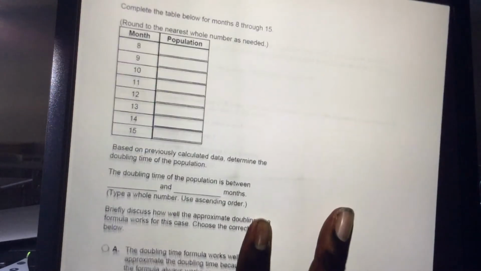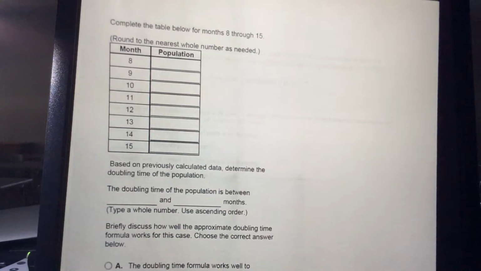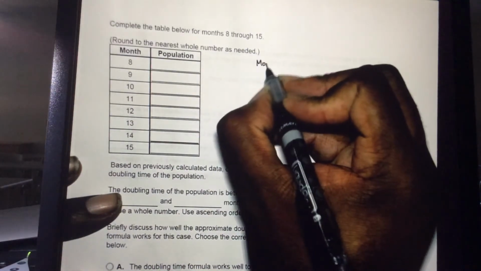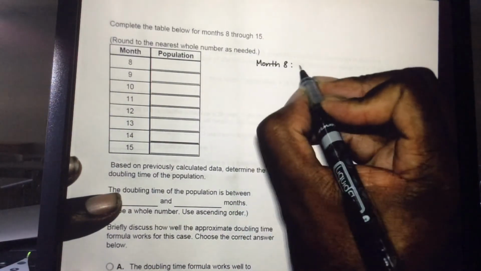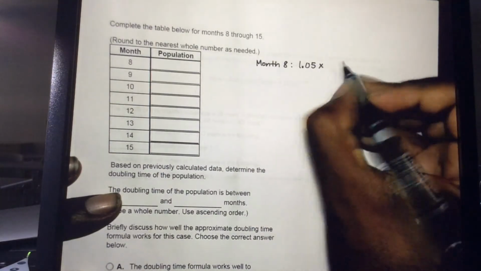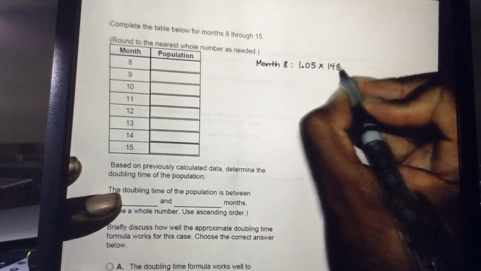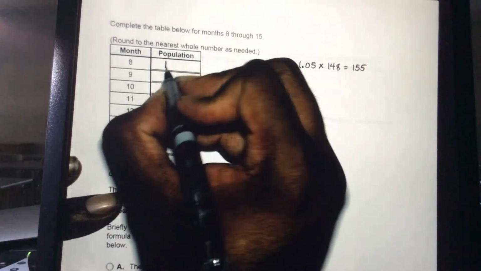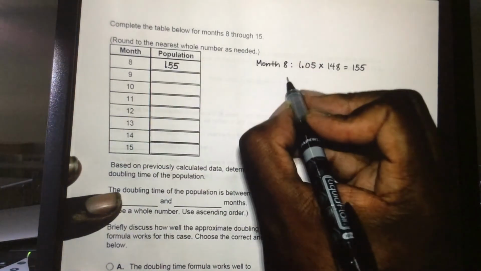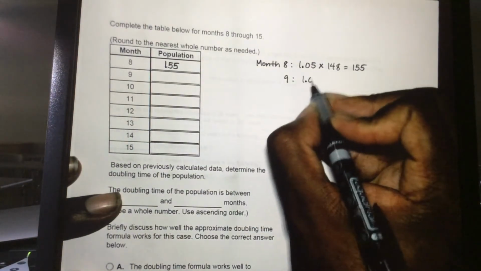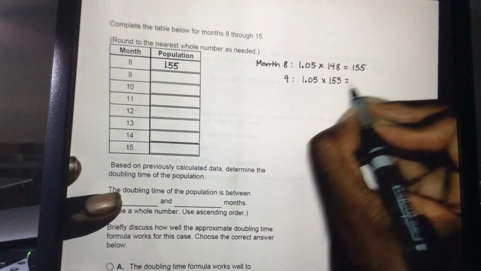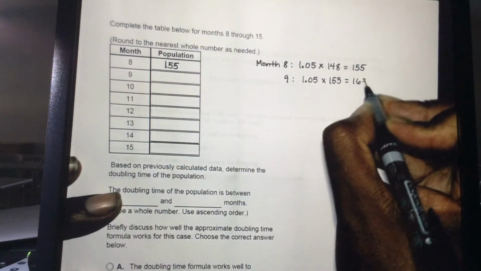So in month 7, it was 148 for that population of rabbits. To find the population in month 8, we're going to do 1.05 multiplied by the previous month of 148. You'll get, to the nearest whole number, 155. And then month 9, the same thing, 1.05 times, this time 155. We're taking the previous month. This will be 163.